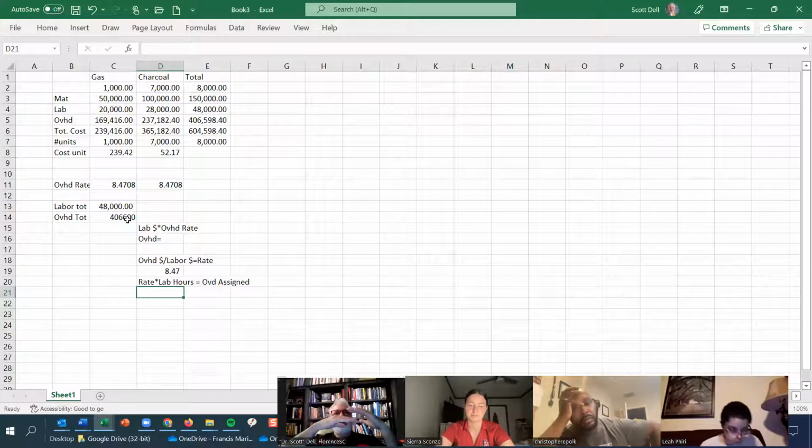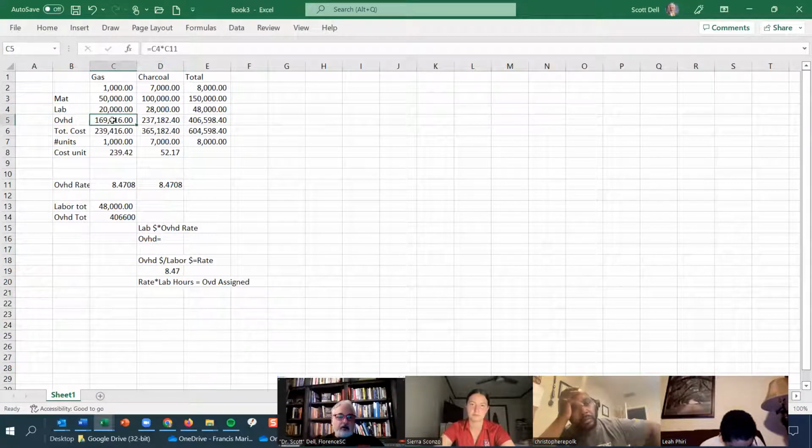Because again, ABC is all about overhead. It's about how we allocate that overhead. ABC, activity-based costing, is a more accurate reflection in how we calculate that overhead. Does that make sense? So we're calculating overhead right now. 169,000 goes towards gas and 237 goes towards charcoal.